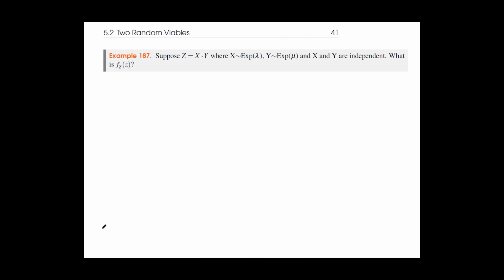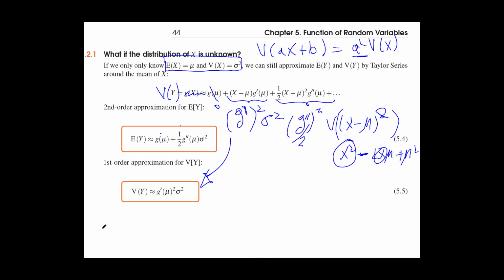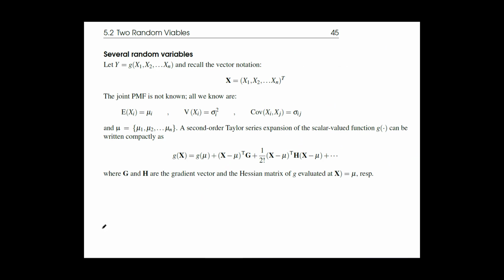Yeah, so these formulas. Very good, nice and easy. Let's just extend this for several random variables. So y is going to be a function of all these x's, the vector x. Now we're going to assume that we don't know the joint PMF, but we do know the mean, the variance, and covariance. So we know the covariance matrix and the mean as usual. In vector notation, the Taylor series can be written like this. Very nice, almost the same as the other one.